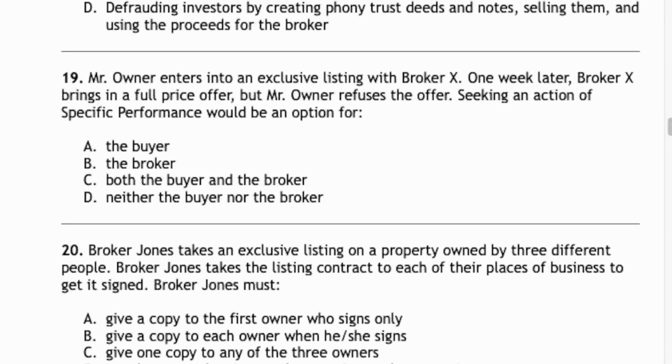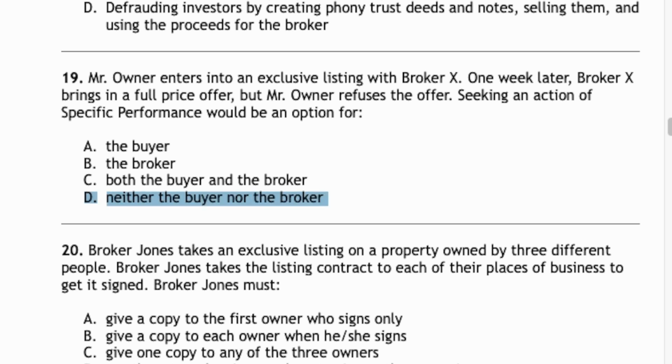All right, 19. Mr. Owner enters into an exclusive listing with Broker X. 1 week later, Broker X brings in a full price offer, but Mr. Owner refuses the offer. Seeking an action of specific performance would be an option for A, the buyer, B, the broker, C, both the buyer and the broker, or D, neither the buyer nor the broker. Now, this is like a question we had earlier. And the answer is D, neither the buyer nor the broker.